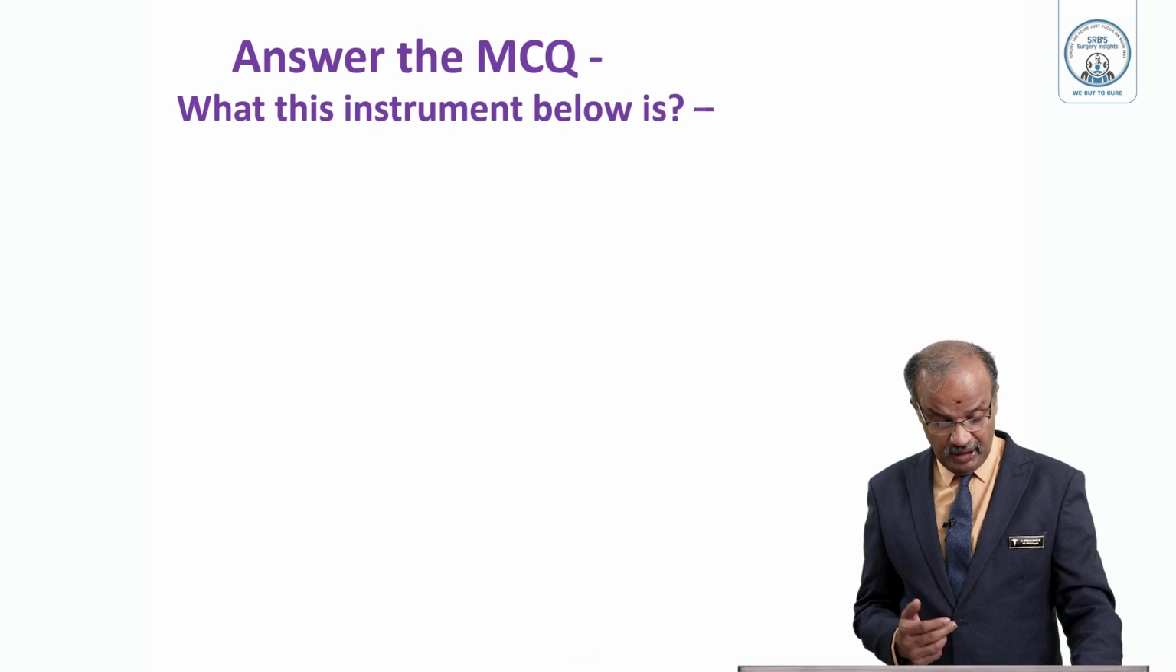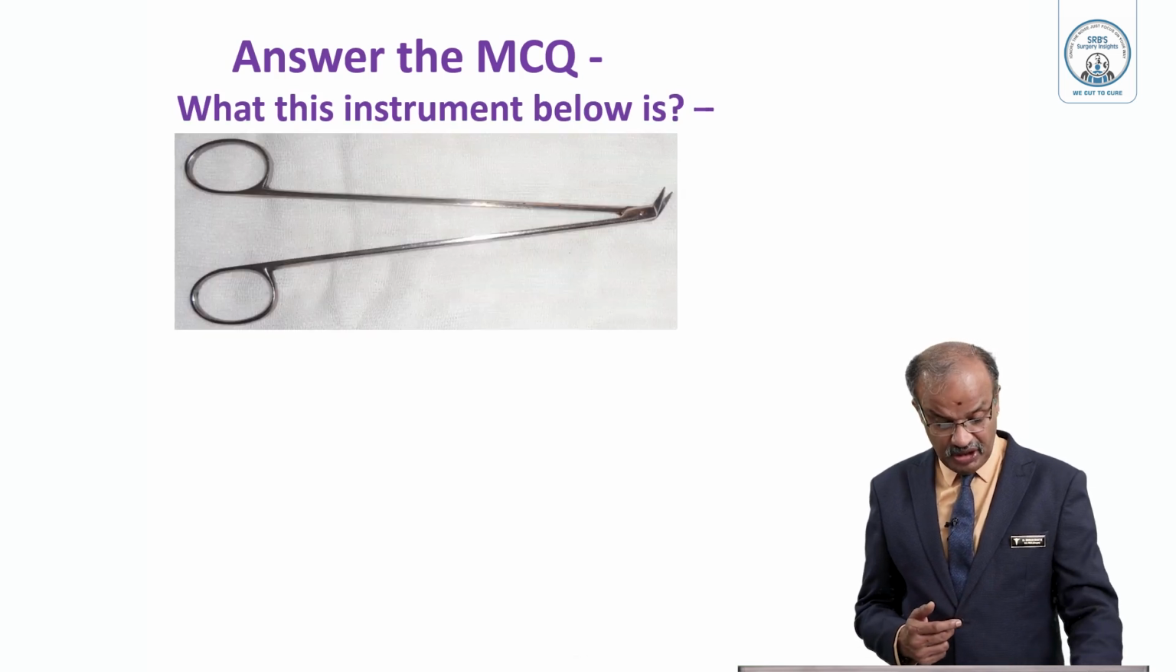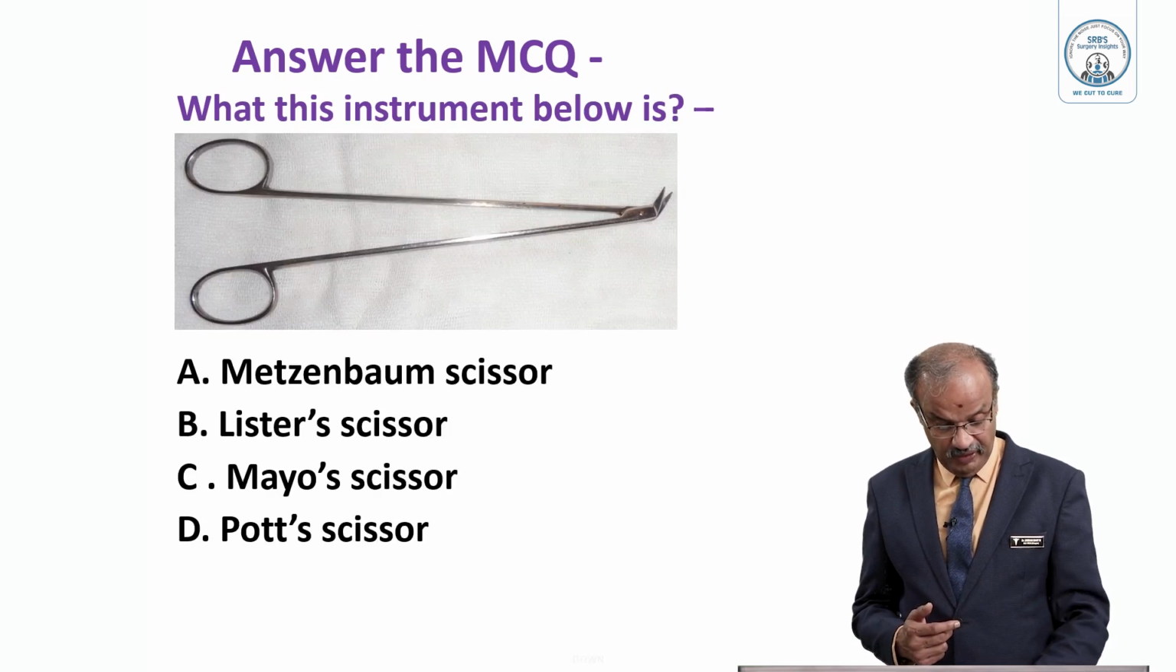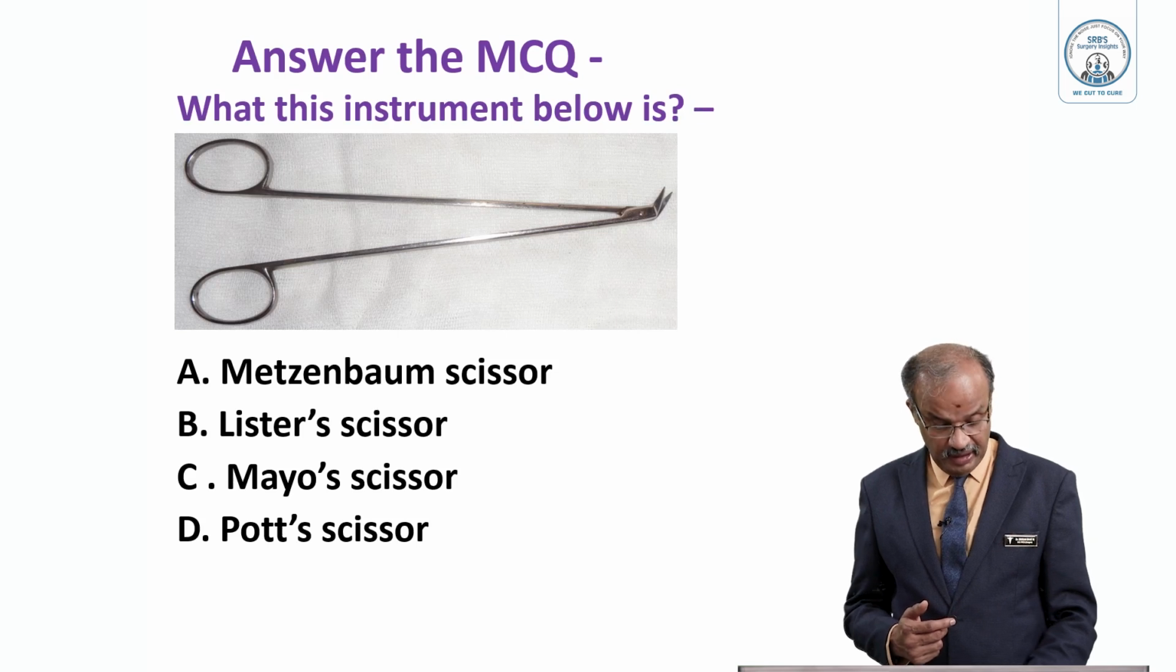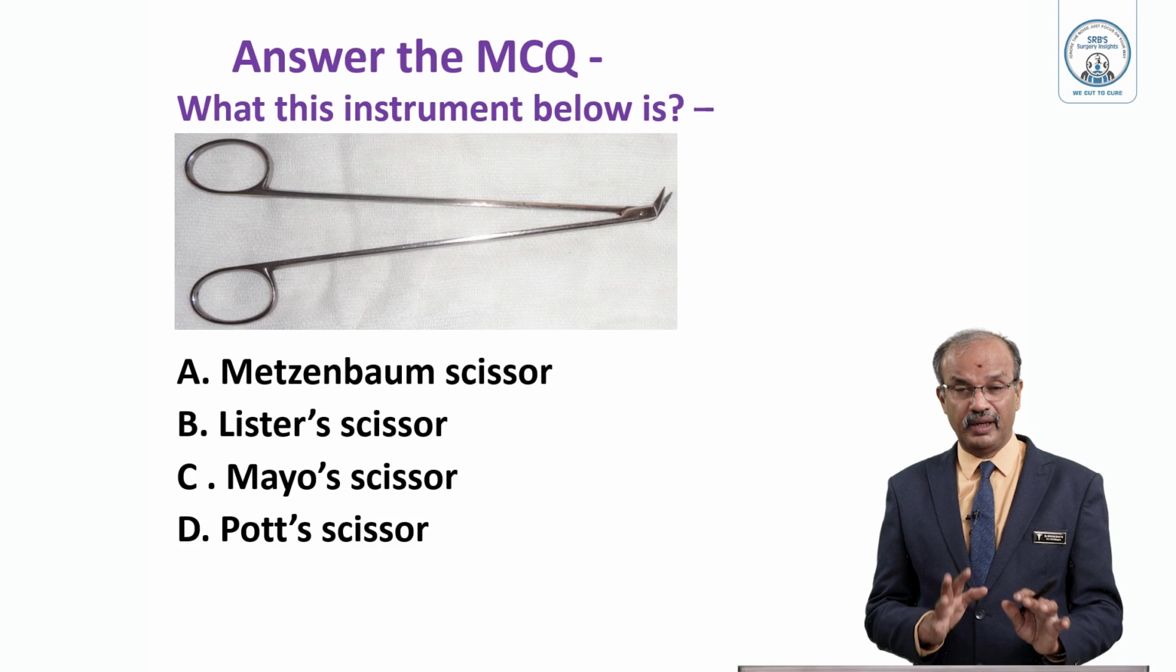What is this instrument below? So this is a different scissor. What is this scissor? Identify. Metzenbaum scissor, Lister scissor, Mayo scissor, Potts scissor. So identify this scissor and tell.